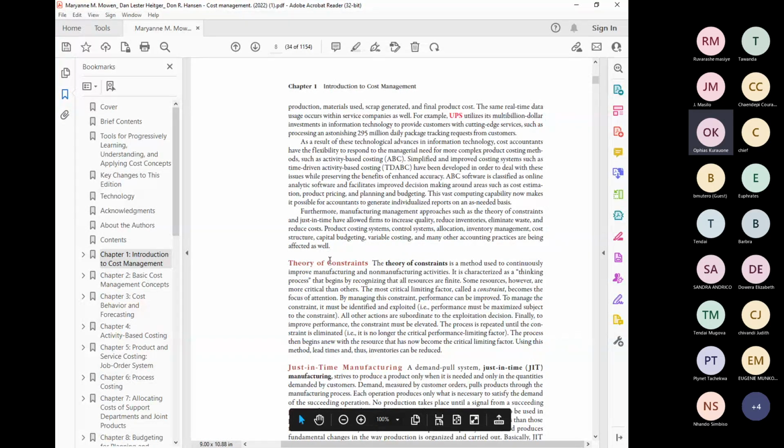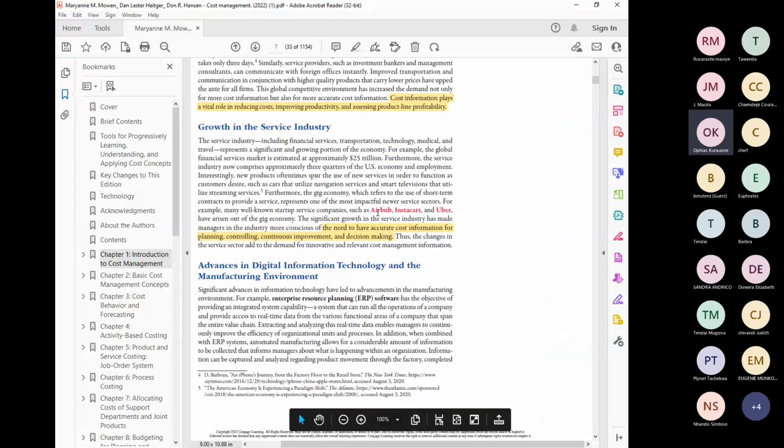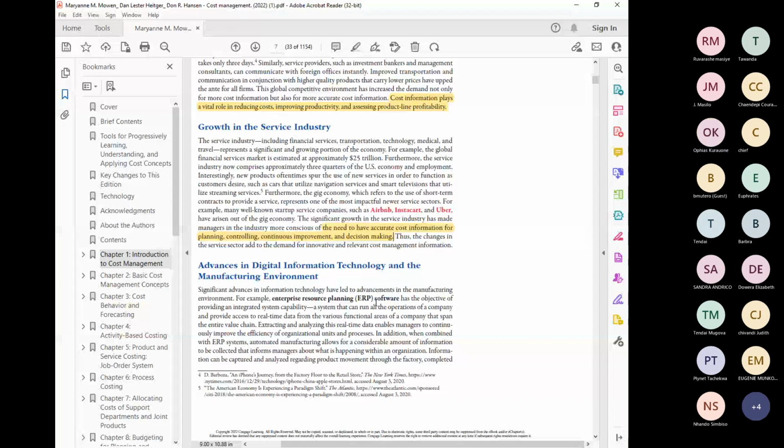Because you find out that an advanced information technology manufacturing environment usually should move with time. Because if you are stagnant, you cannot go anywhere. You find out, for example, enterprise resource planning software, the objective of providing integrated system capabilities. So it's very critical for you to use that.